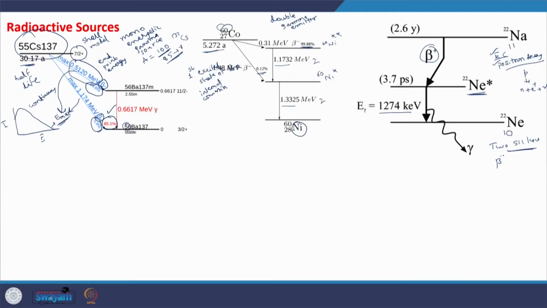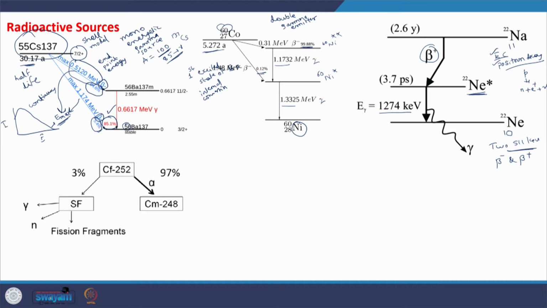So, in the response of the detector, if you find 511 keV, that means the radioactive source is decaying through beta plus, and if there is no 511 keV, it means the source is decaying through beta minus. So, that is how one can differentiate beta minus decay and beta plus decay through radioactive sources.